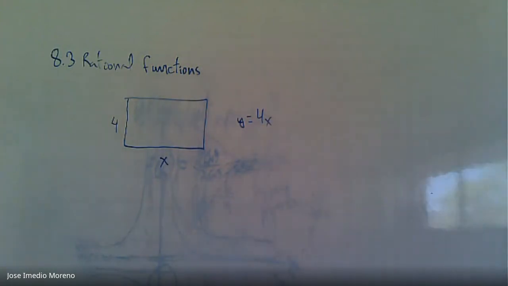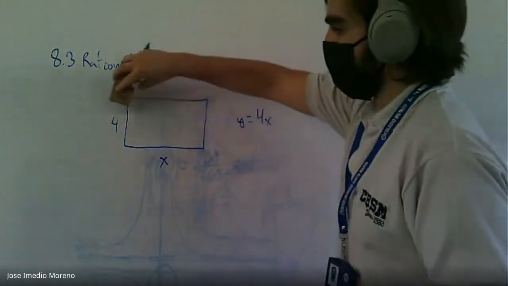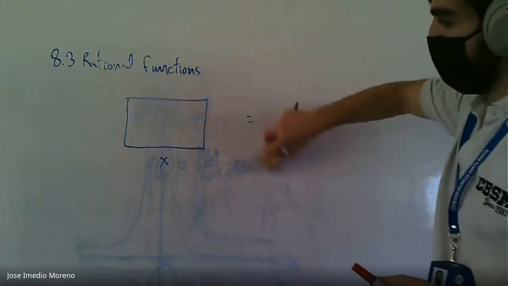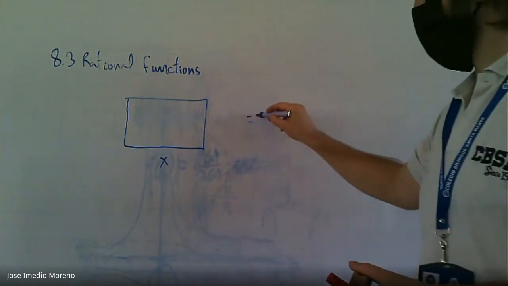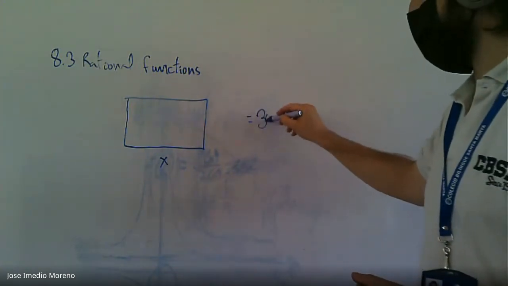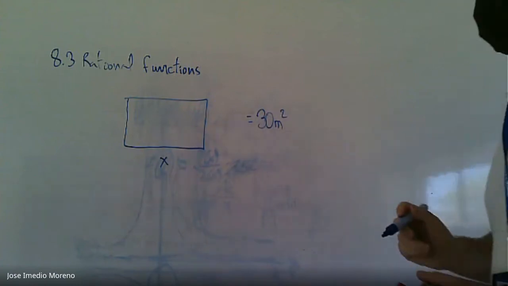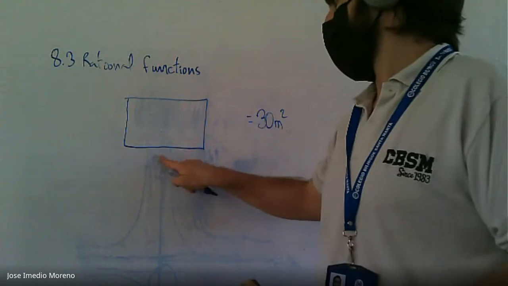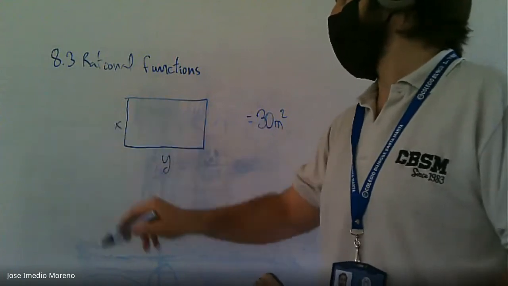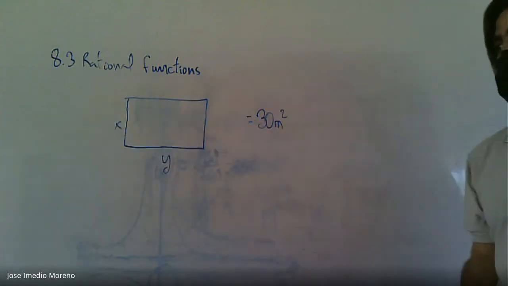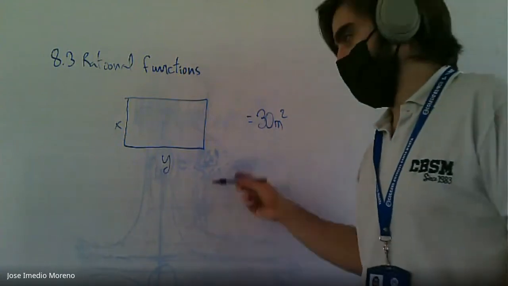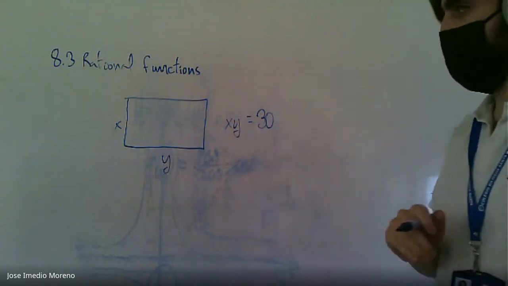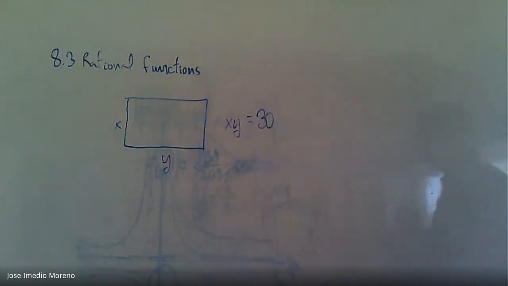But what happens if I change things here a little bit? Let's say that my pool has a surface of 30 square meters, and it's fixed. But I'm going to use two variables to determine the width and the length. So my pool is x times y equals 30. That's the area of my pool.